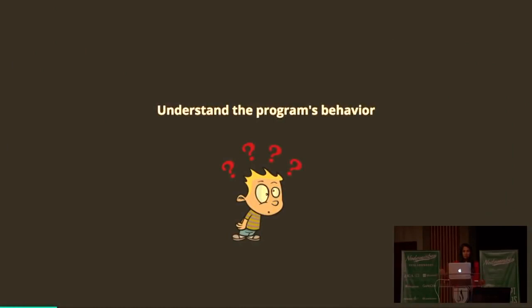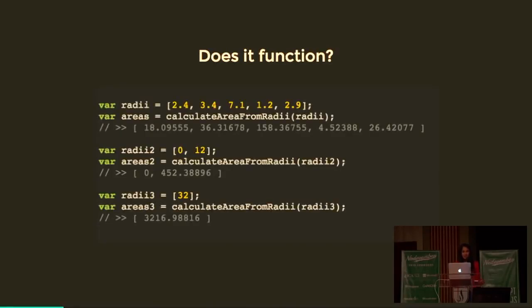Now, as good programmers, let's understand the program's behavior. Let's figure out if it works. The first question we might ask is: does it function? We might pass a bunch of radii and check that the output looks correct. To me, that looks fine, so we can say yes, it functions. It looks good so far.